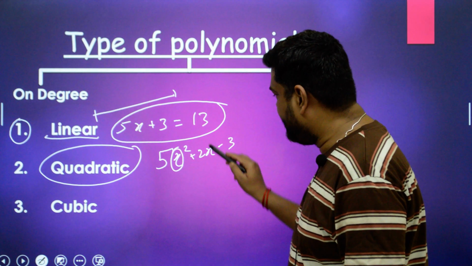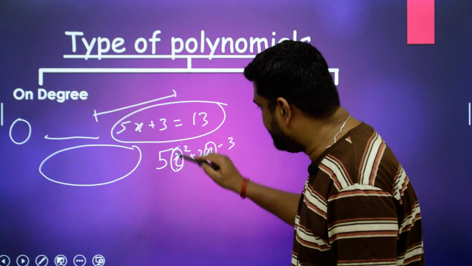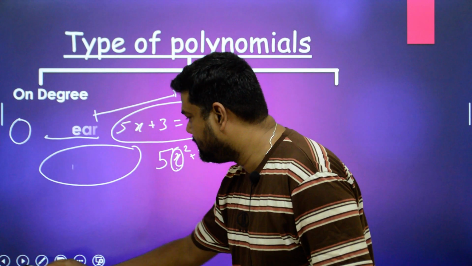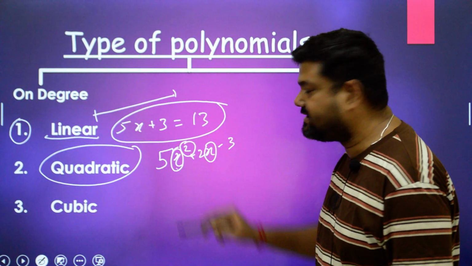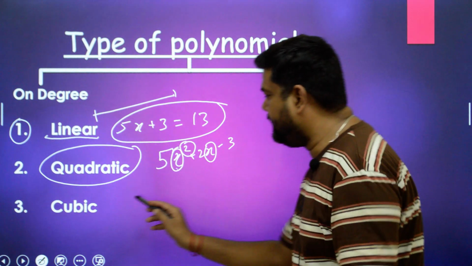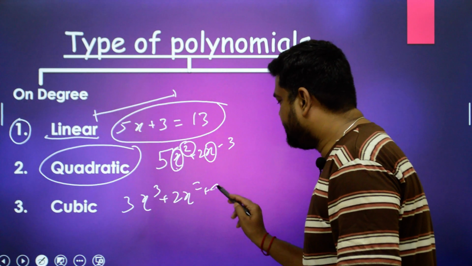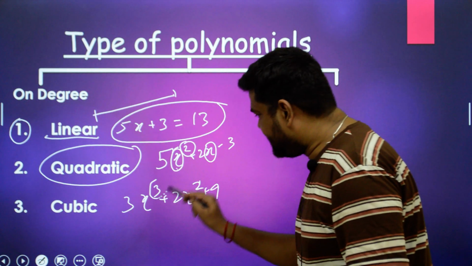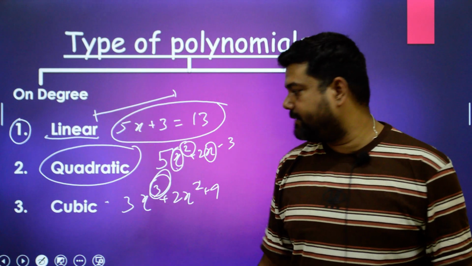The highest power, we have got x at two different places, but the highest power of x is 2 here. So that's why it is a quadratic polynomial. Similarly, if I get 3x cube plus 2x square plus 9, the highest power of x is 3, and when the highest power of x is 3, we call it a cubic polynomial.